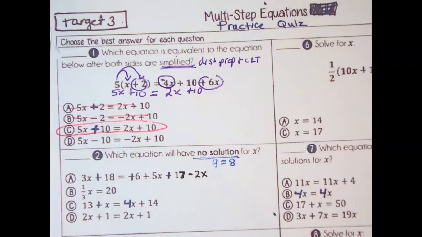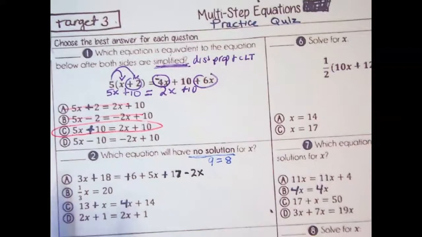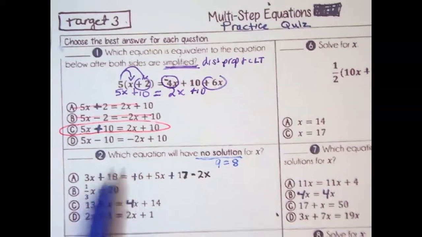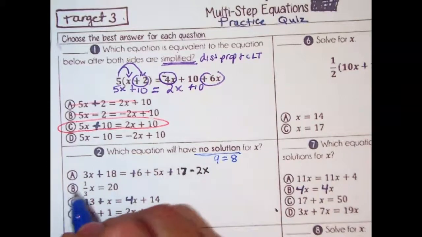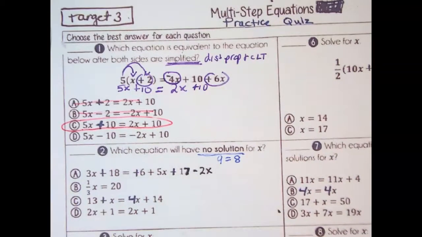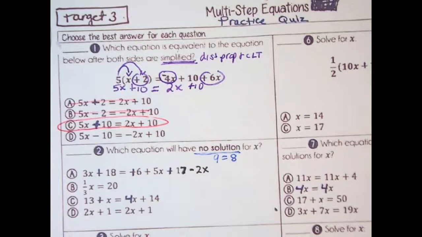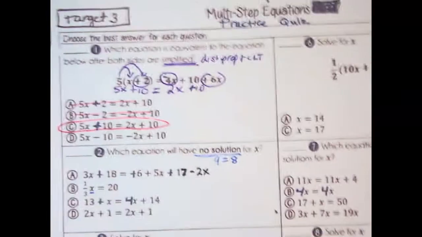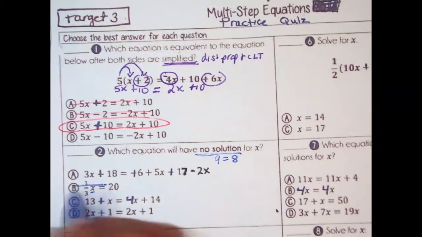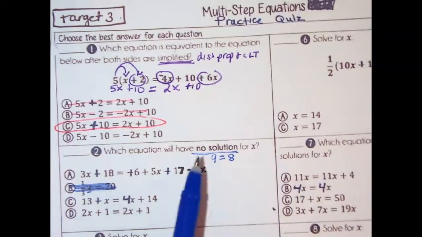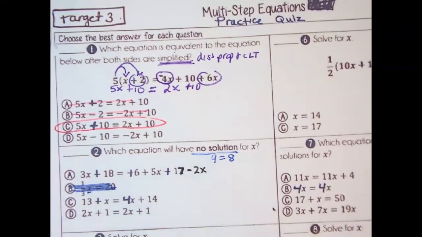So let me go through and look at my choices to see if anything fits that. I look right here at B right away. So A, I know I'm going to probably have to solve or do some things with it, but I look at B and I only see a variable on one side. Automatically, I know that's going to have one solution if I solve it. So that is not an answer. I'm looking for a no solution problem.